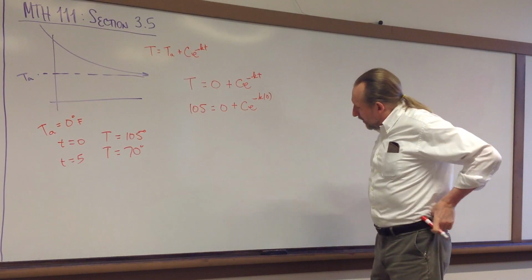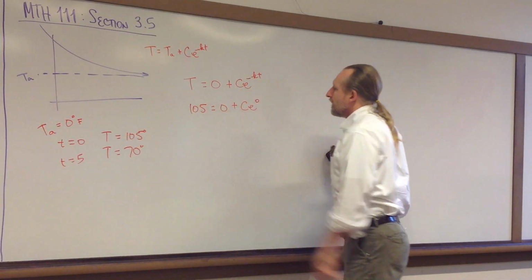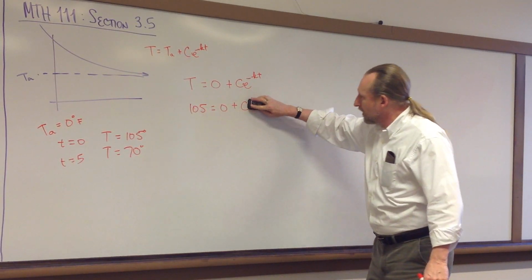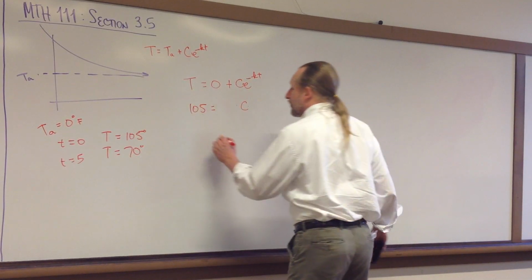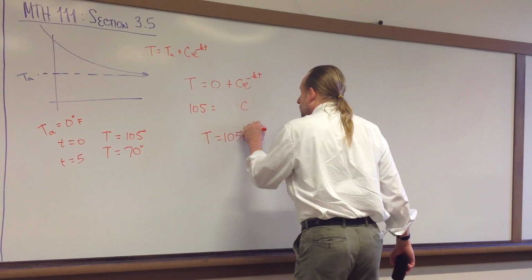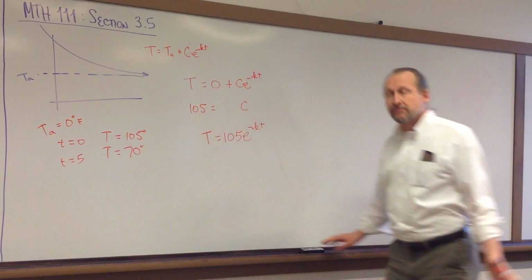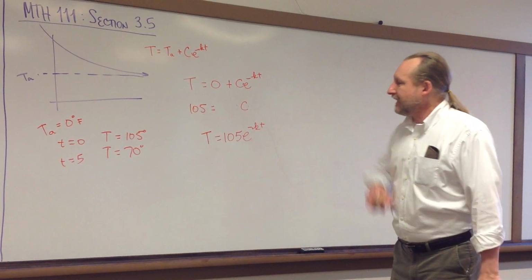Let's see here. 0 times negative k is still going to be 0. e to the 0 power is 1. C plus 0 is just C. And so what we're really working with here is T is 105 e to the minus kt.